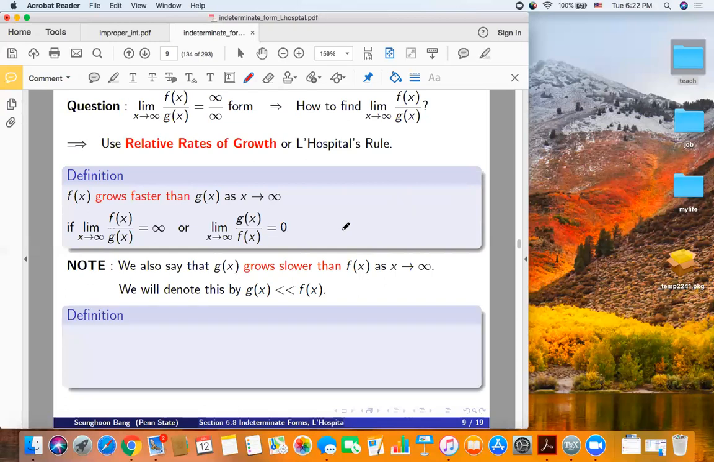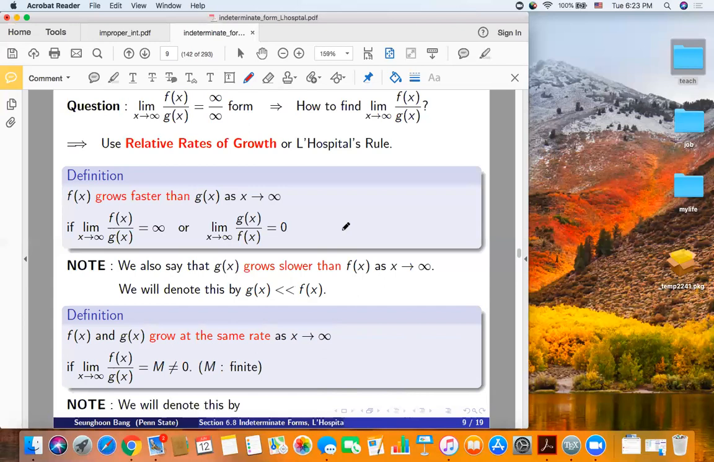Next one. f of x and g of x grow at the same rate as x approaches infinity if the limit of f of x over g of x is m, which is not equal to 0 and is a finite number. This is a definition. Note, we use this notation. We can say g of x and f of x grow at the same rate. It's a notation.